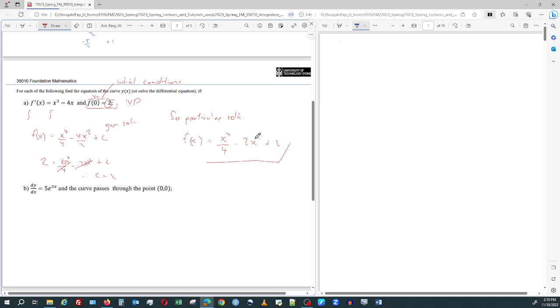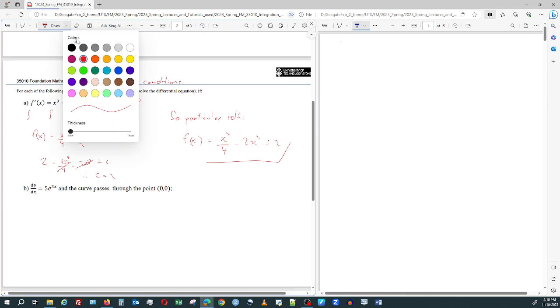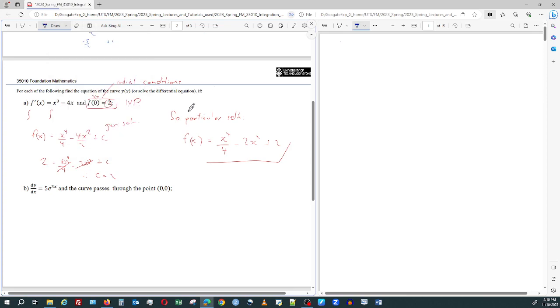That's the solution function. If we differentiate that now, we'll get our original. Okay, so that's all that's happening. Alright, I'll change the pen colour back just to give us some consistency.